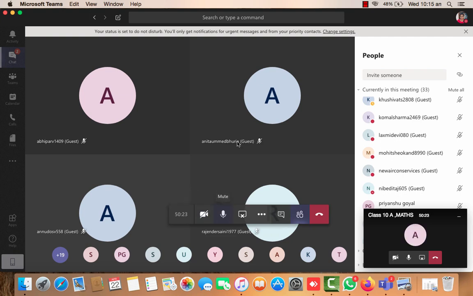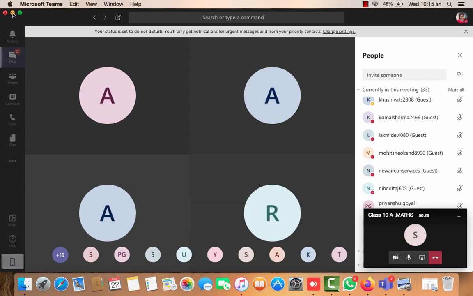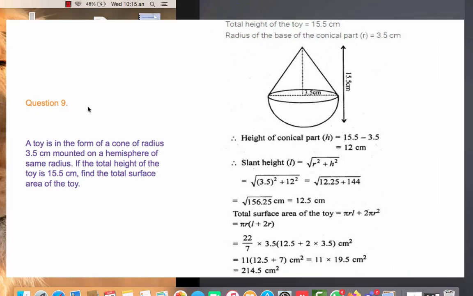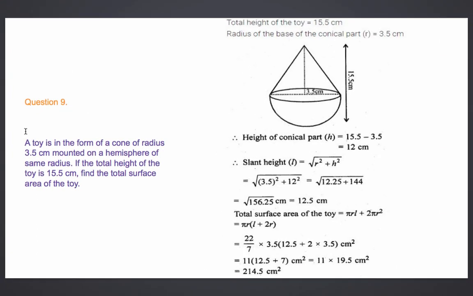Okay students, so let's continue. Solution number 9. Question number 9 says, a toy is in the form of a cone of radius 3.5 centimeter. A toy is in the form of a cone with radius 3.5 centimeter mounted on a hemisphere of same radius.